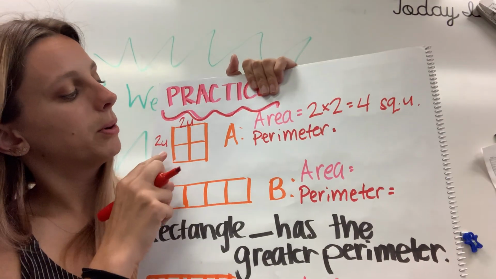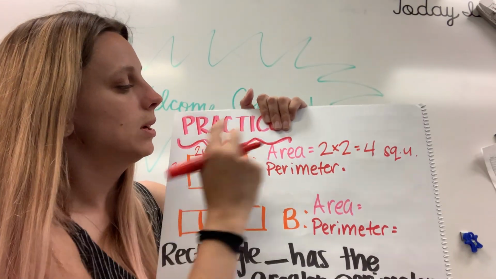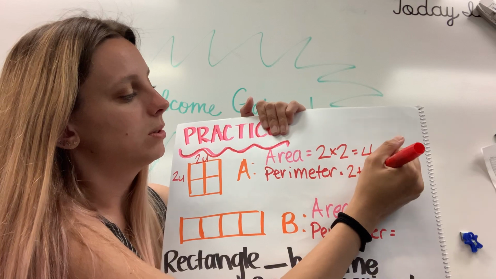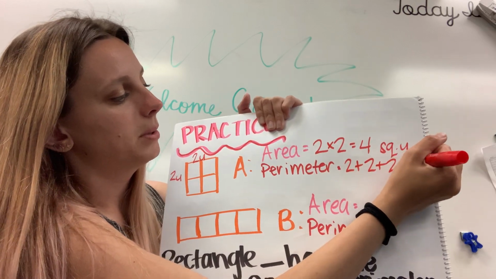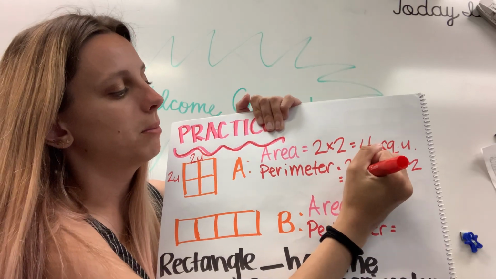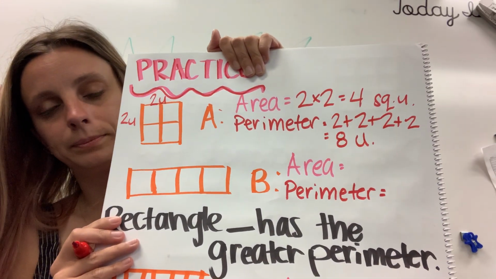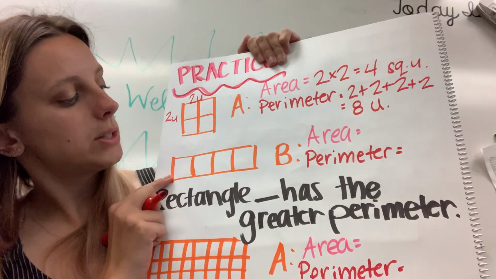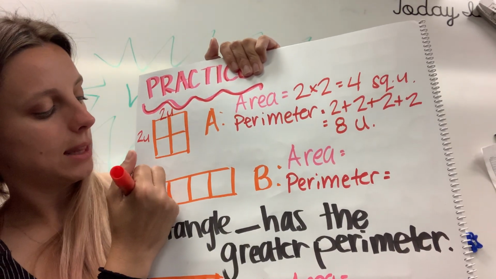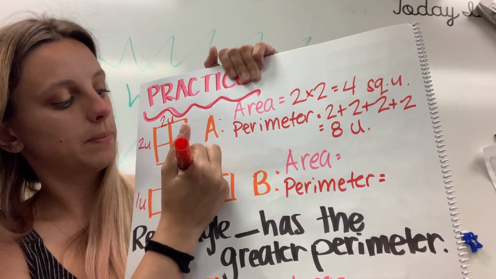And we can solve for our perimeter by adding together these 4 sides. So that would be 2 plus 2 plus 2 plus 2, which would be 2, 4, 6, 8. So our perimeter is 8 units. All right, now let's look at rectangle B. Rectangle B has a side length of 1 unit and it has a length of 4 units.